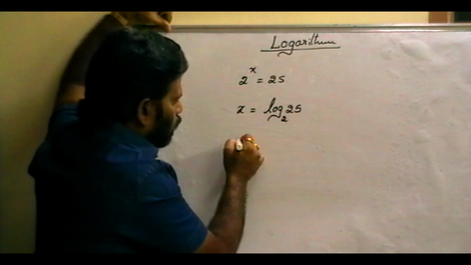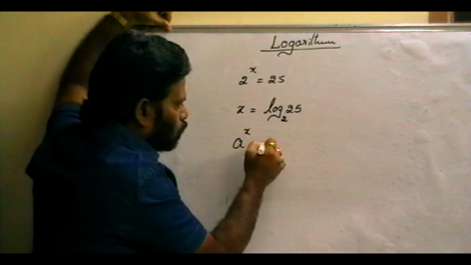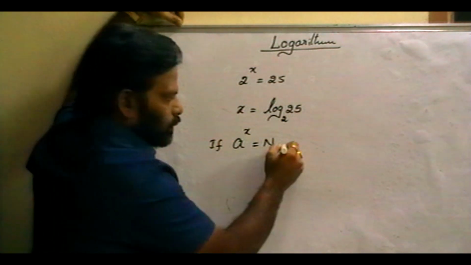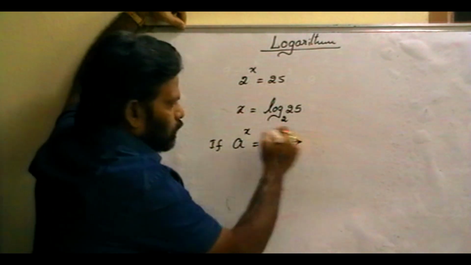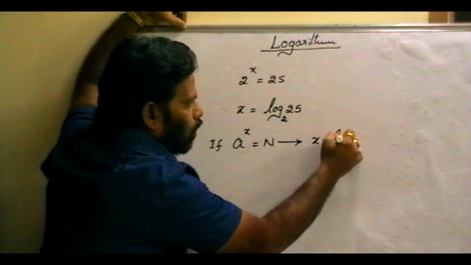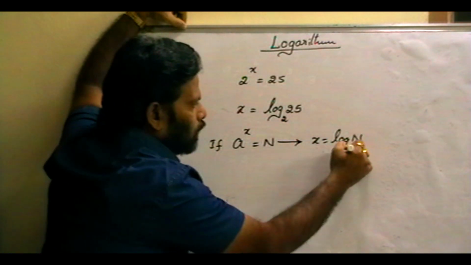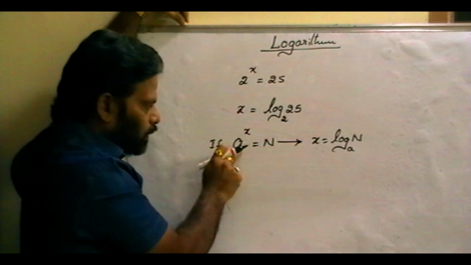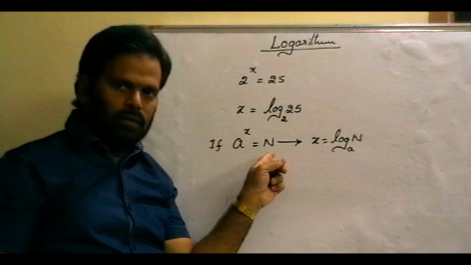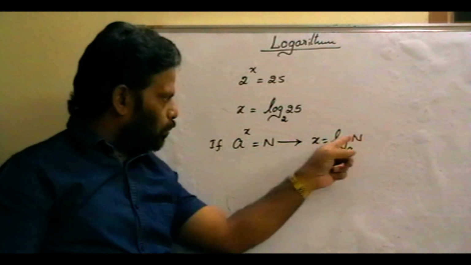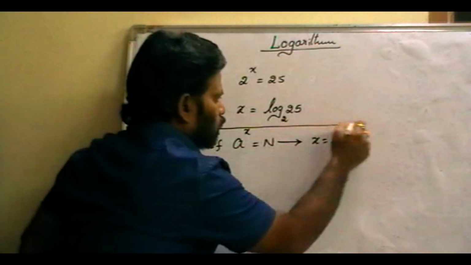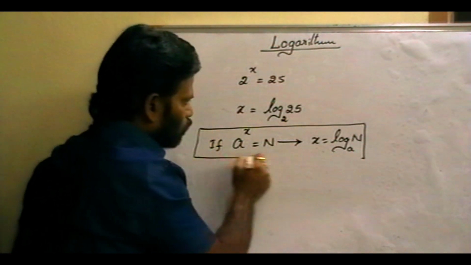For example, a to the power of x is equal to n. If a to the power of x is equal to n, then the logarithmic form is x is equal to log n to the base a. If a to the power of x is equal to n, then log n to the base a is equal to x. This is a new relation, called logarithms.